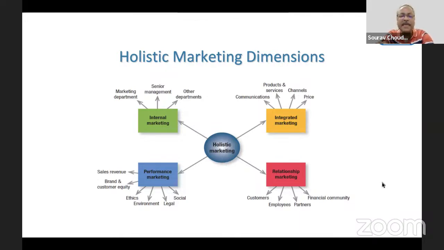Are we ethically doing business? Is it impacting the environment? Are we legally doing business? How are we impacting the society? Okay, all these are their tasks. All these are the tasks which a marketing person, a marketer has to do.